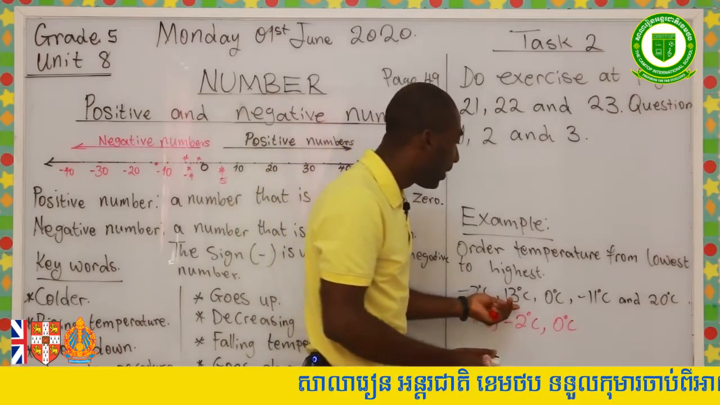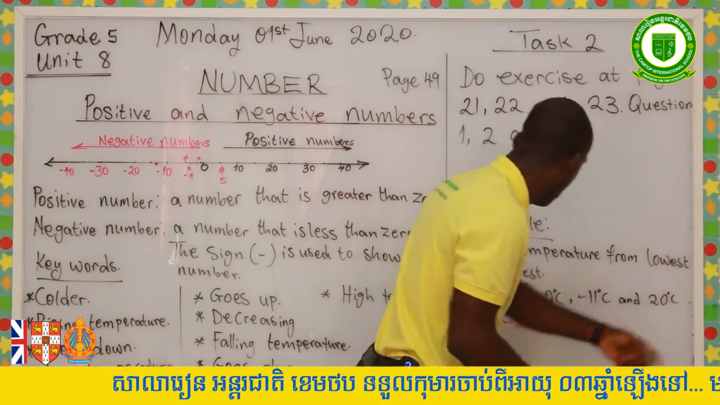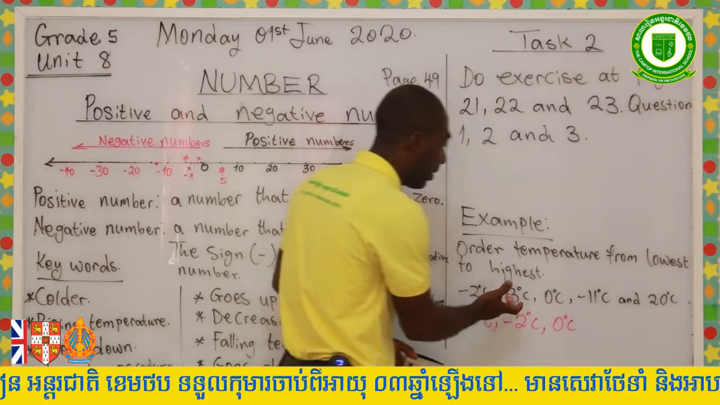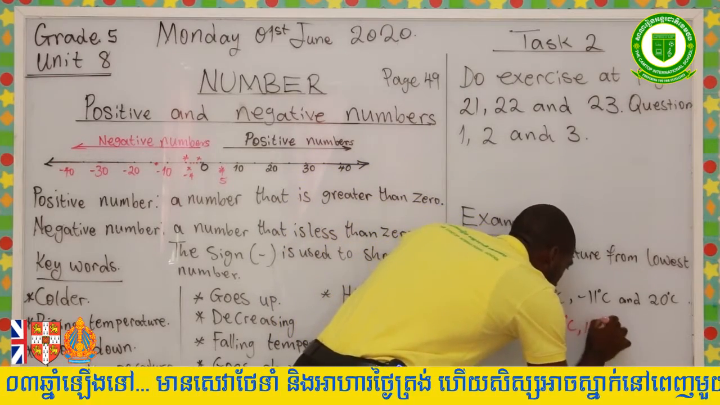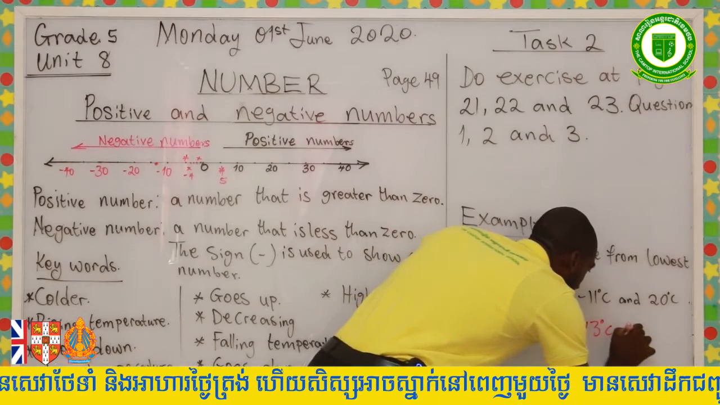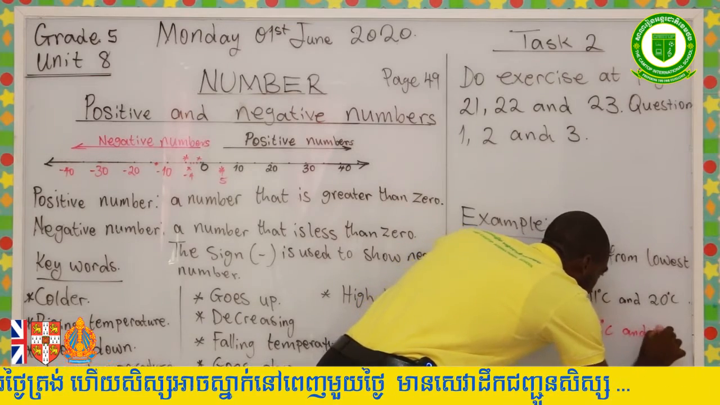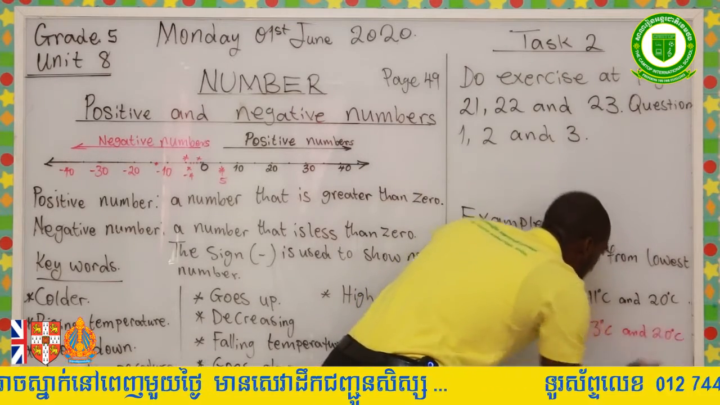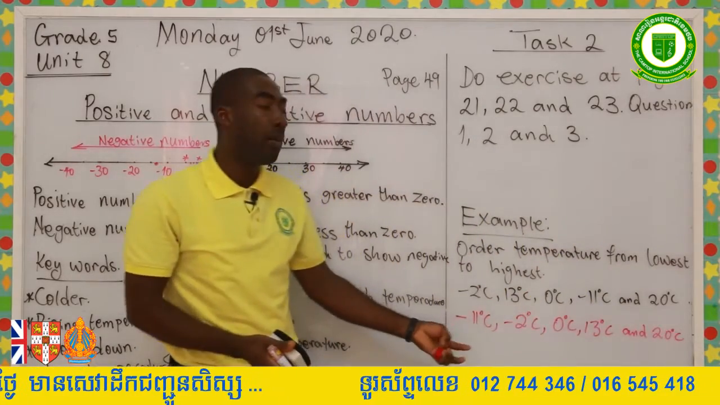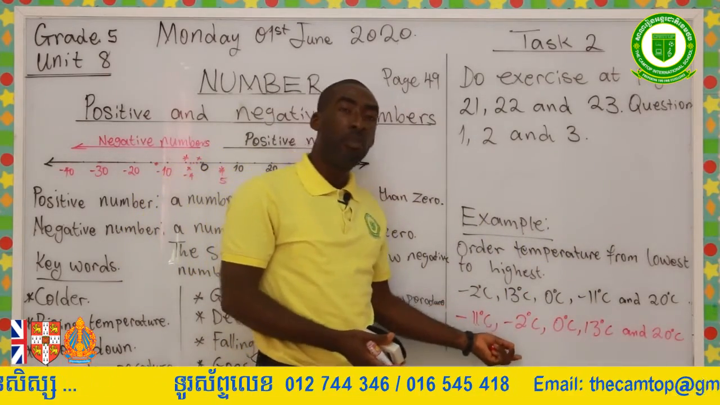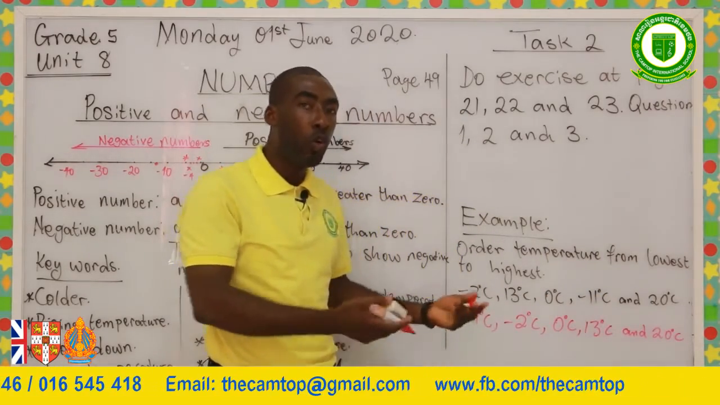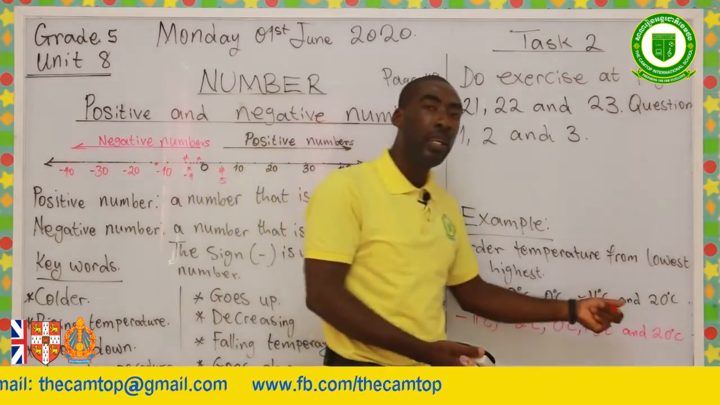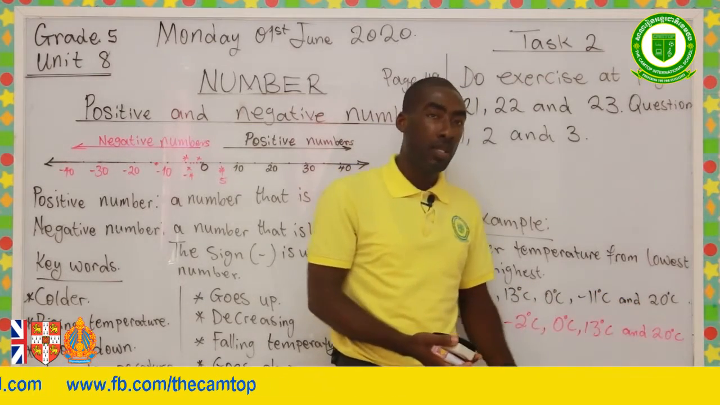So we have 13 and then we have 20. Obviously 13 will come first and then 20 will follow. So we have 20 degrees Celsius. This is how we arrange our temperatures from the lowest to the highest. Lowest means the very cold areas, into highest, which is the very hot areas.